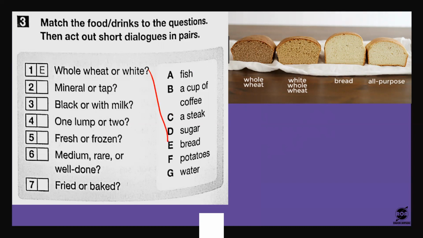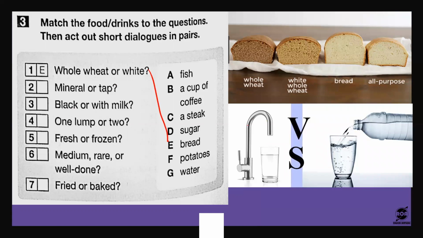Then you have mineral or tap. Tap refers to the element that in some countries, like in the States, and not all states, but in some, you can drink water directly from the tap. So this refers to water. Black or with milk, it's simple.